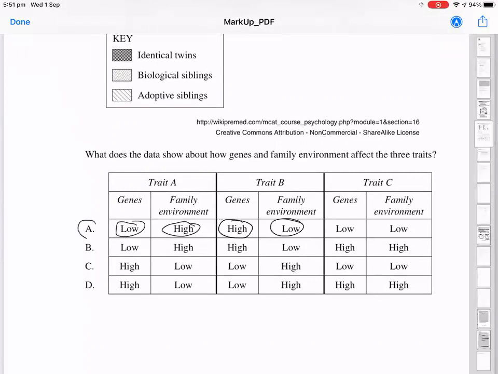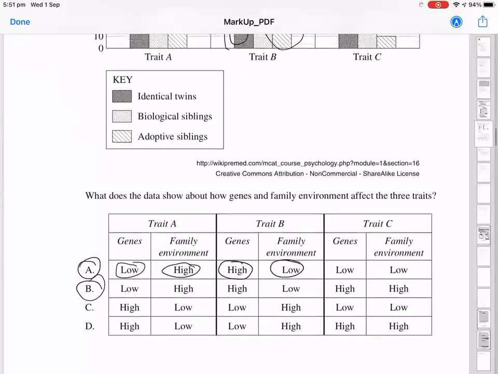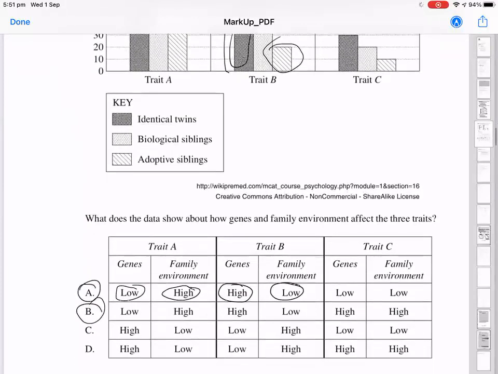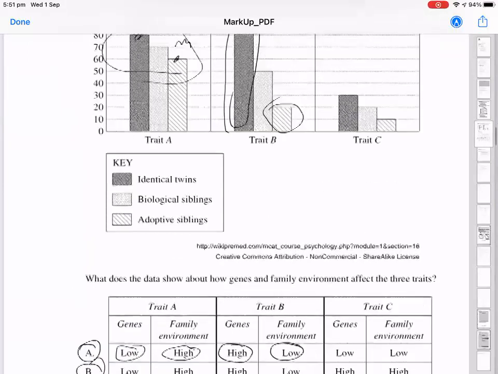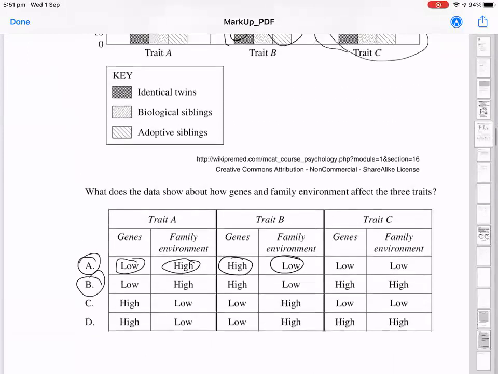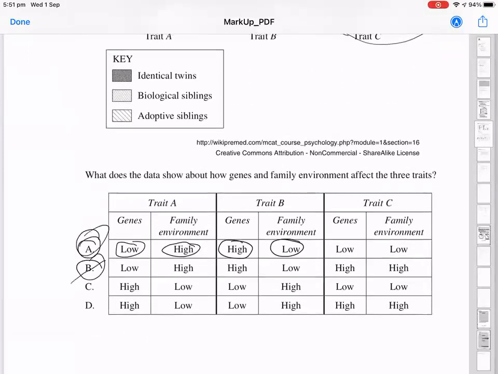So right now I've got option A and B both open. So we have to work out then on the next one. Okay, so both these traits are low, so therefore it's option A.